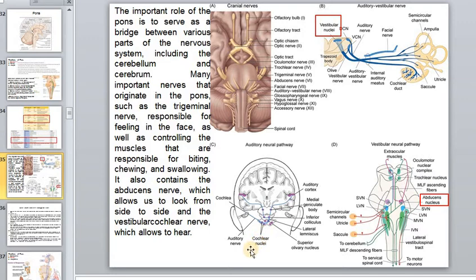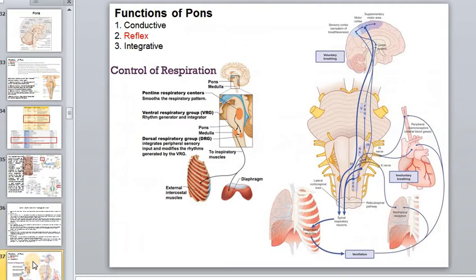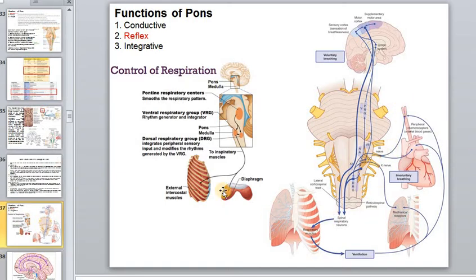We do not forget about the tracts. It contains all the tracts. Here we see the corticospinal tract, the corticobulbar tract, and the medial lemniscus and spinothalamic tract, and here we see all these tracts.